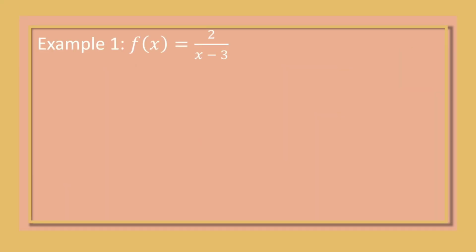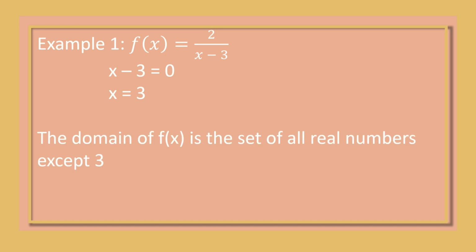So let's have example number 1. f of x is equal to 2 over x minus 3. To find the domain of this function, we equate our denominator to 0. x minus 3 is equal to 0. x is equal to 3. The domain of f of x is the set of all real numbers except 3. So 3 here is a restricted value because when we substitute it, the denominator becomes 0 and the function becomes undefined. So the domain can also be written in set builder notation in this manner.